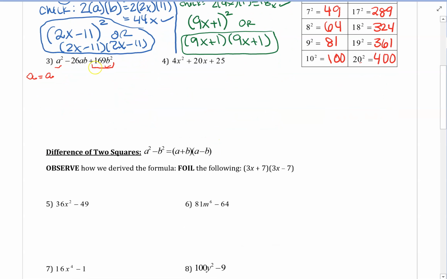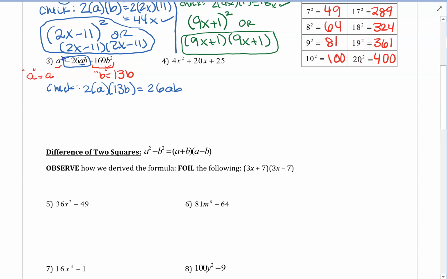So I can start by saying, well, b in this case, I'm talking about b from the formula, would be 13b, right? Because 169b squared is what you'd get if you squared 13b. So then when we check to see if this is a perfect square, we're going to see if 2 times a times 13b gives us the middle term that this trinomial had. And it does, because I get 2 times 13, which is 26, and a times b, which is ab. That's why we have an ab in the middle there.